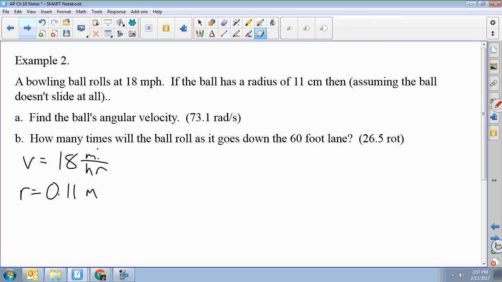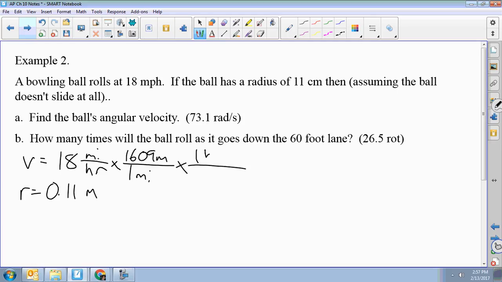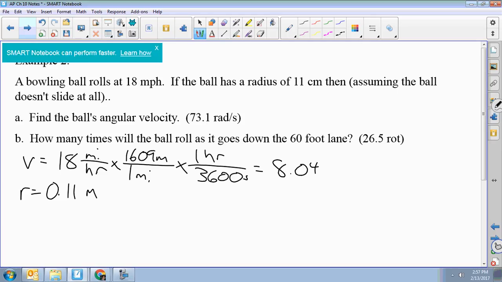This is good. I think this is going to happen a lot this chapter, you guys, so we might as well jot this down. You should know that 1 mile is the same as 1,609 meters. It's going to come up a lot. And 1 hour, you all know, is 3,600 seconds. So what do we get? 18 times 1609 divided by 3,600, 8.045 meters a second.